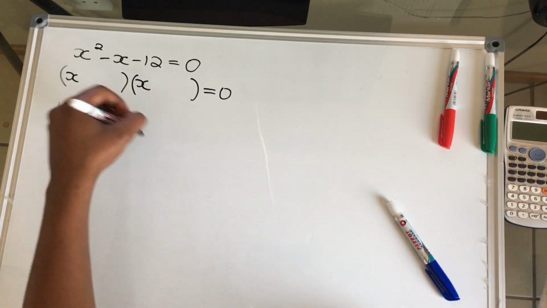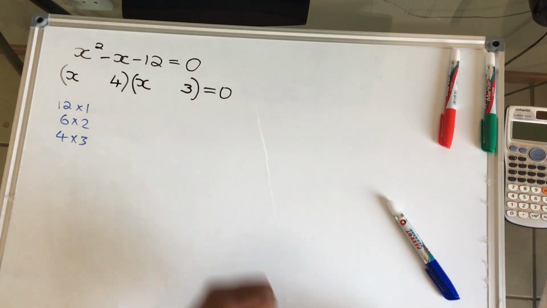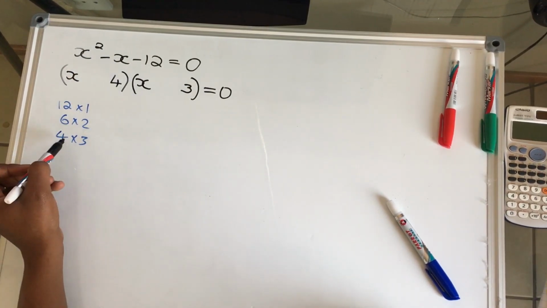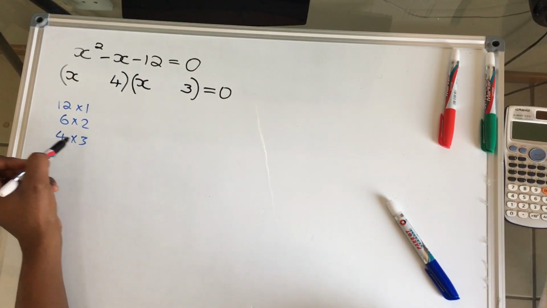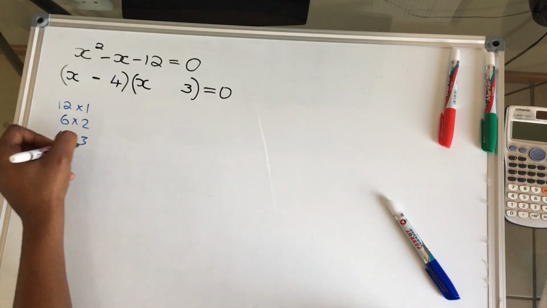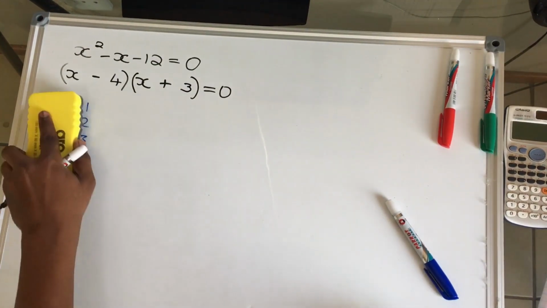So now the factors are 4 and 3, right? Because this gives minus 1, your 4 is negative, so it will be negative 4. And your 3 is positive, it will be plus 3. So you get the factors.